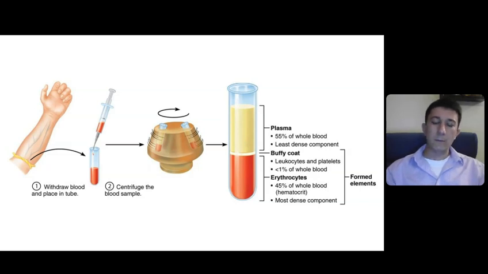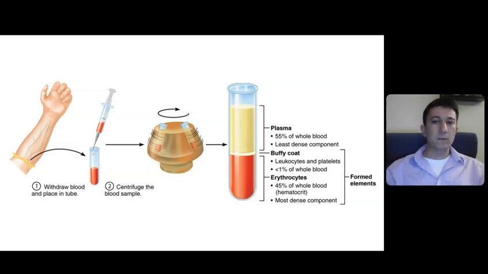And so we see that when we spin the blood sample at a high velocity in a centrifuge, we get these three layers. At the bottom, we get the erythrocytes, which are usually about 45% of the sample, and we call that the hematocrit because we define the hematocrit as the percentage of red blood cells in a sample of whole blood. And because it is the most dense of the blood components, it is pulled to the bottom when we centrifuge it. The middle layer is called the Buffy coat.